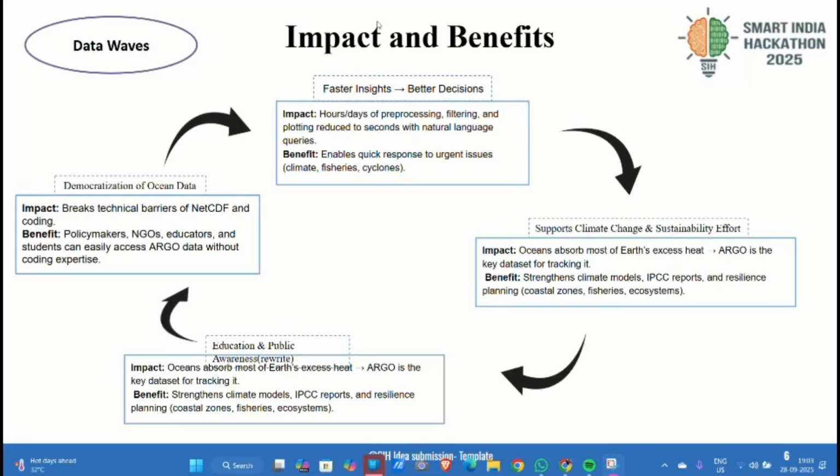Our solution creates a strong impact by democratizing ocean data. Traditionally, Argo datasets require coding expertise and hours of pre-processing. With our AI-powered dashboard, policymakers, educators, and students can now access insights instantly in plain English. This leads to faster insights and better decisions. What once took days is now reduced to seconds, enabling timely responses to climate events. Fisheries management and coastal resilience planning all benefit from this.